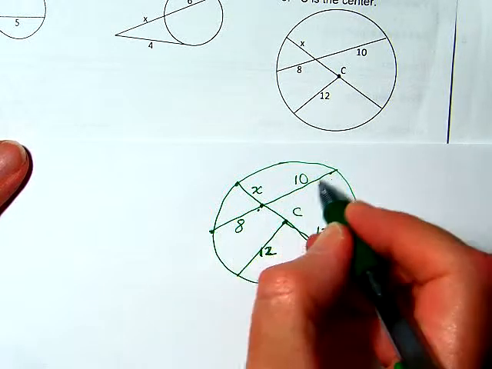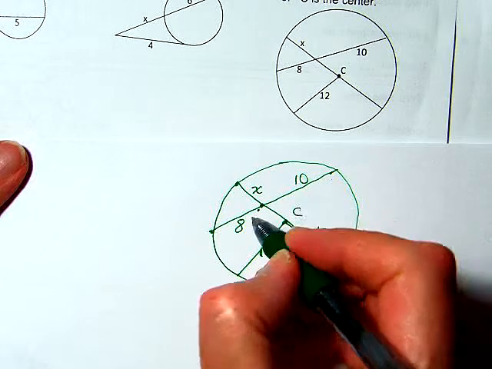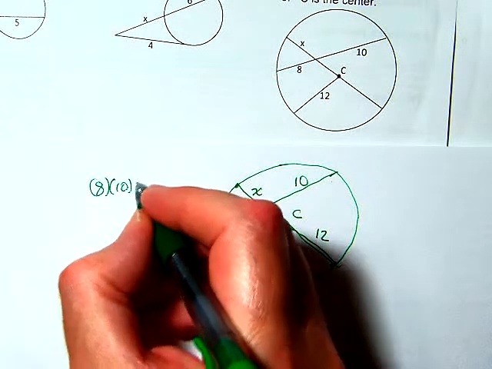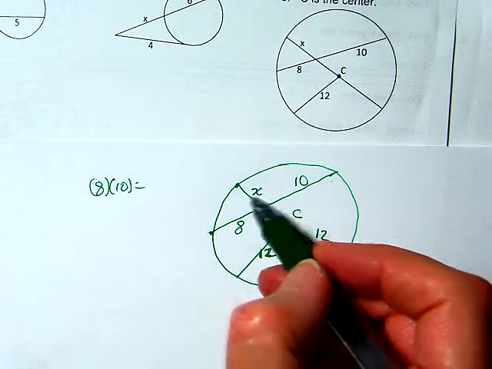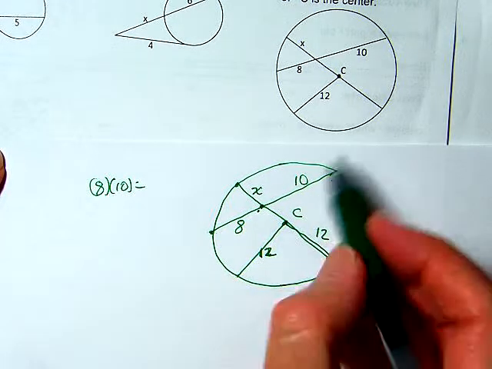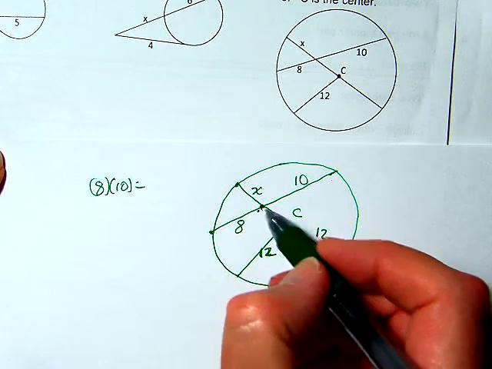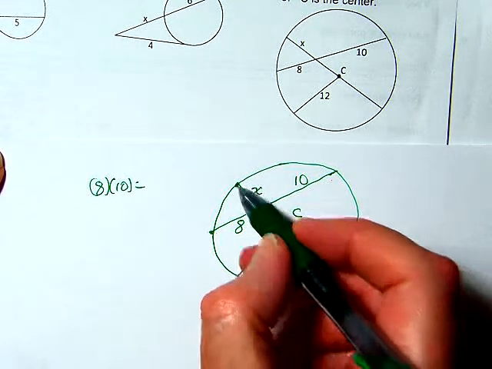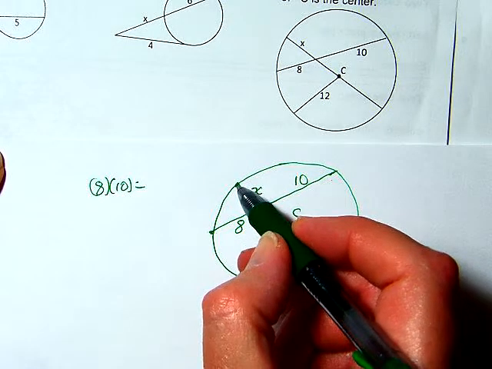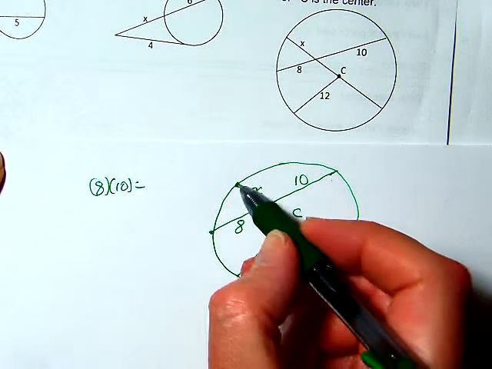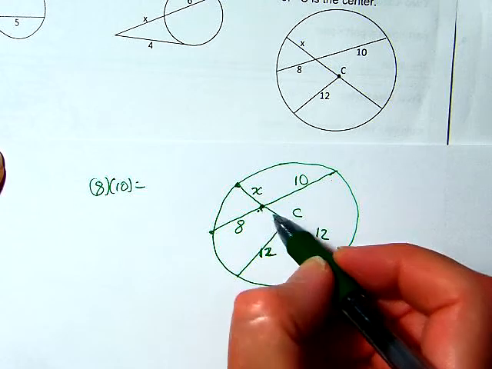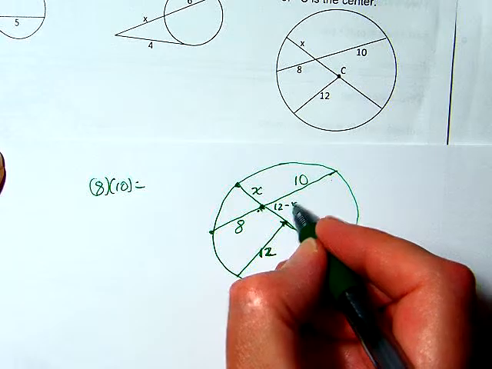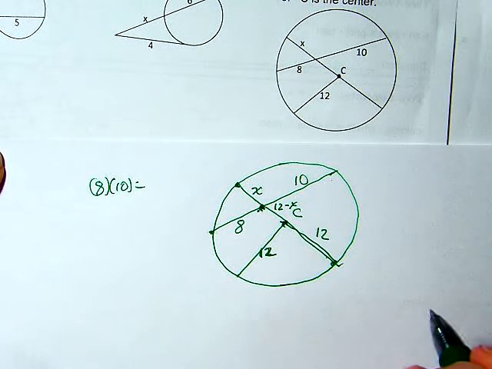So for this chord, we've got 8 times 10. We've got the two pieces broken down, so we can make part of our equation already. 8 times 10 equals. But for this other chord, we have a bit of a problem because we do not know the length between these 2 points. But we know the radius is 12, so the length from C to the circle is 12. And we've taken x away from it to leave this segment here. So we started with 12, we took away x, so this piece is 12 minus x.